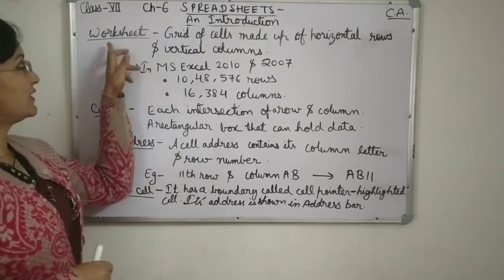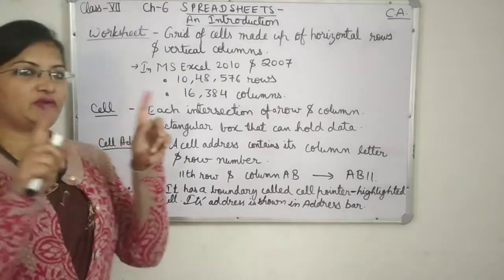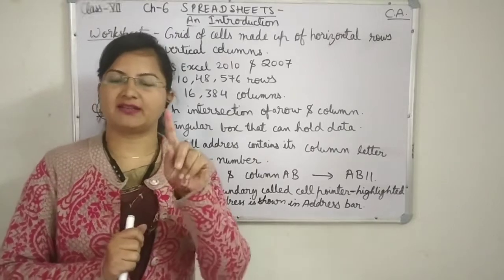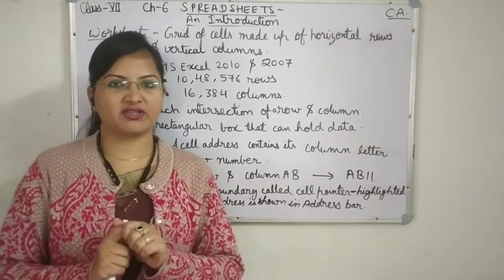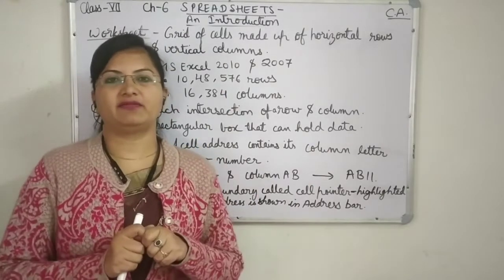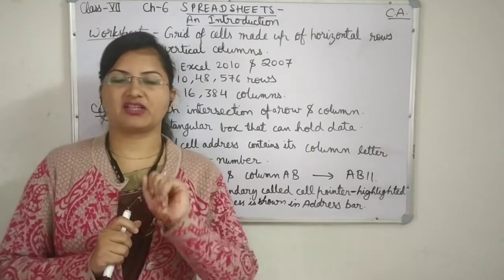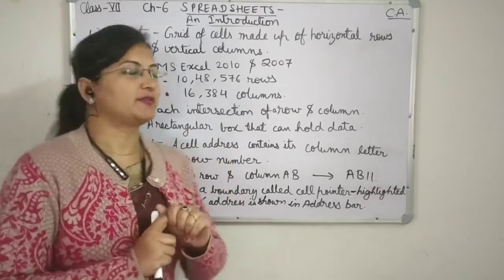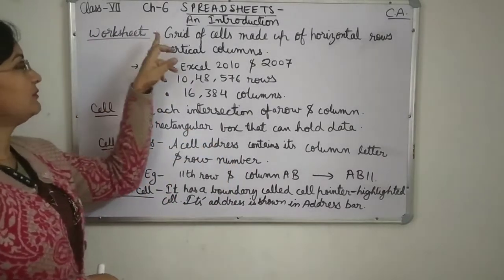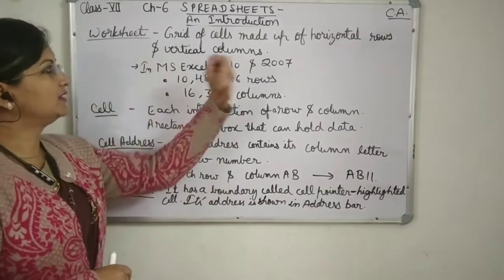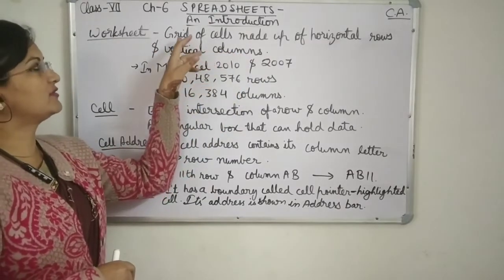So first of all, worksheet. When you start the software, a single sheet is known as a worksheet. Overall, the Excel file is known as a workbook. A single sheet is known as a worksheet. By default there are 3 worksheets in it, and the group of sheets is known as the workbook.